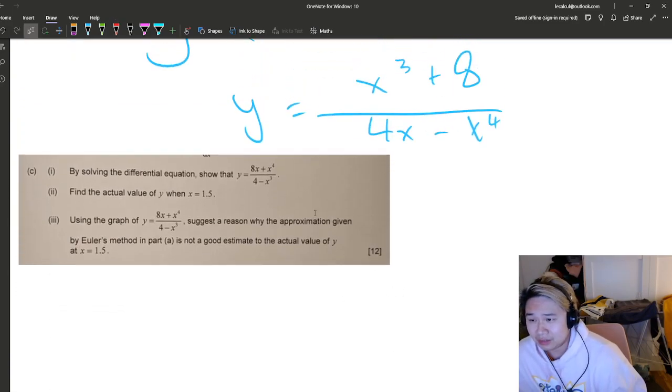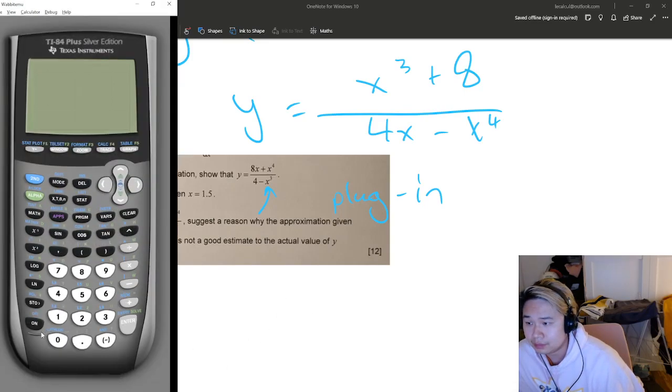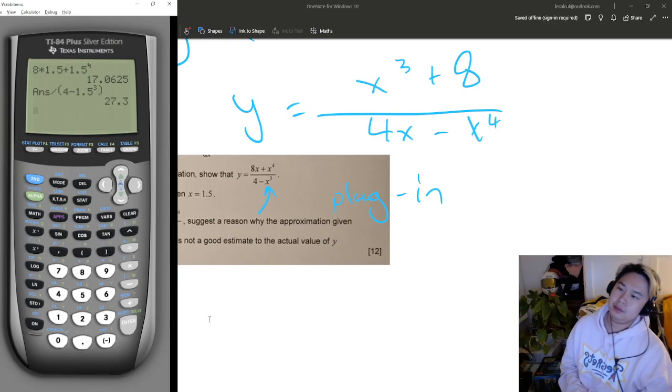Find the actual value of y when x is 1.5. So plug it in. Okay, 8 times 1.5 plus 1.5 to the power of 4. Okay, divide that by 4 minus 1.5 to the power of 3. 27.